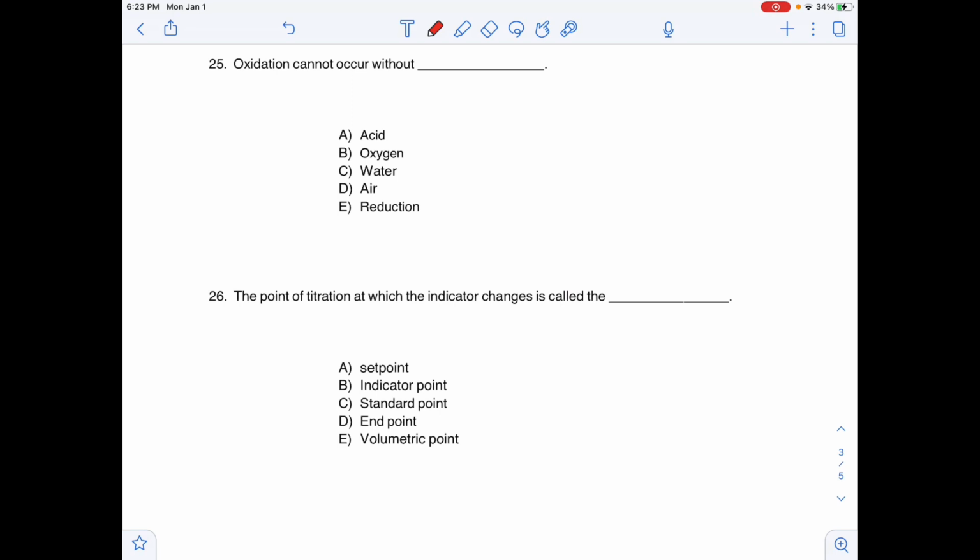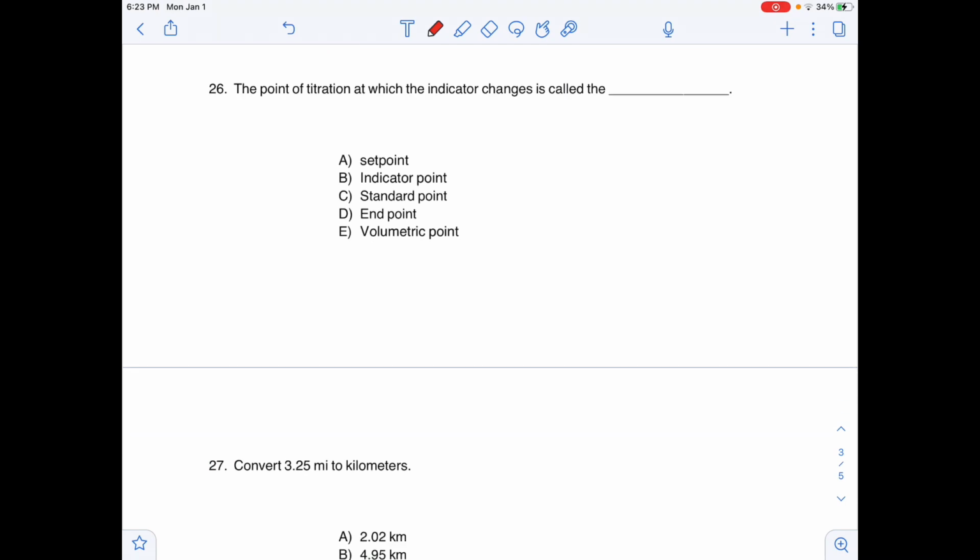For 25, it asks oxidation cannot occur without blank. So this is a pretty easy question that, right off from reading the question, you can eliminate A, B, C, and D, and oxidation cannot occur without reduction. That's kind of like an obvious correct answer.